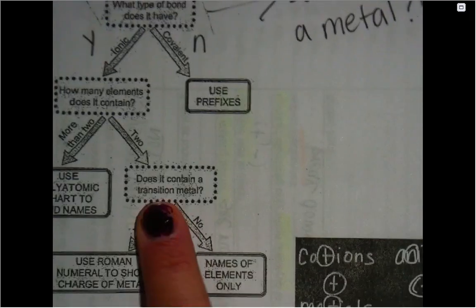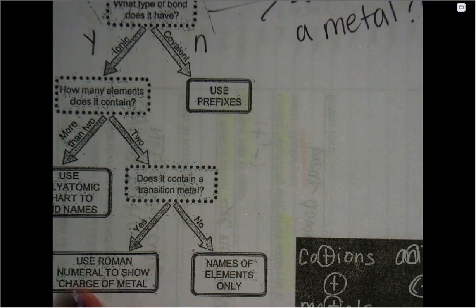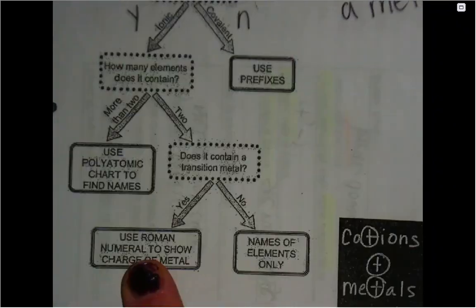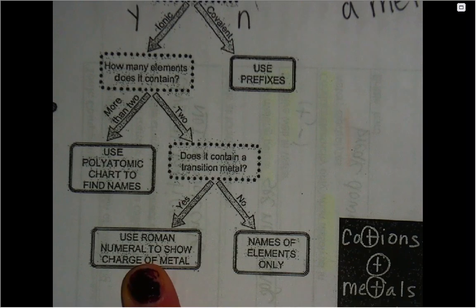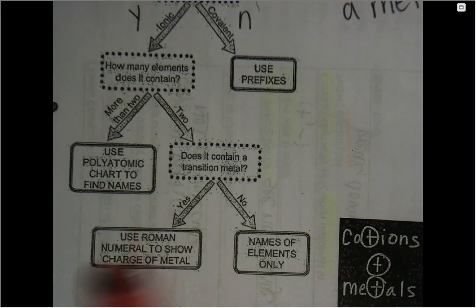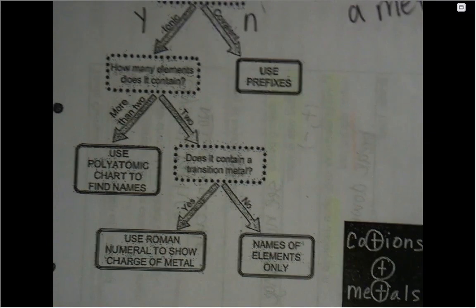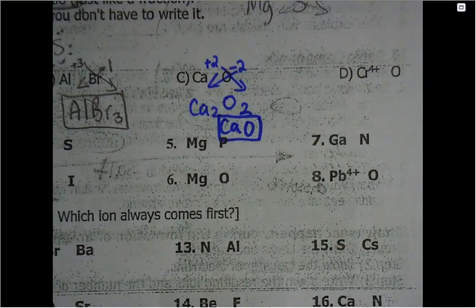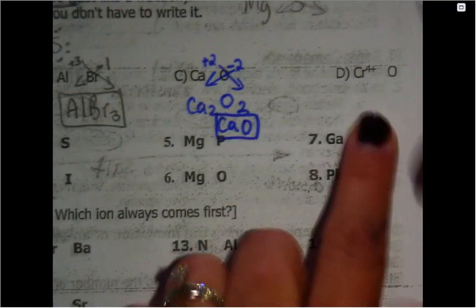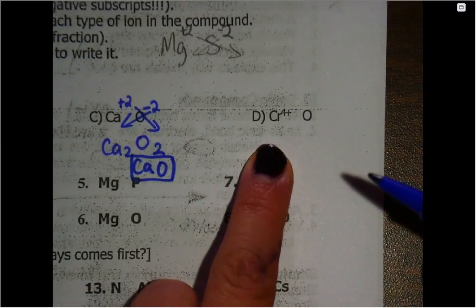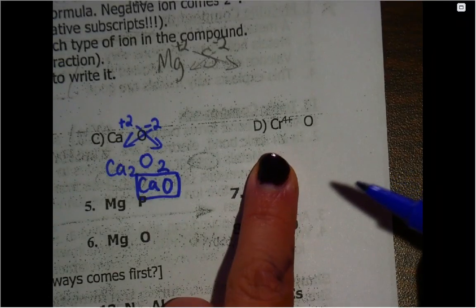if you noticed it was transition. So does it contain a transition metal? Yes. We would have to use the Roman numeral to show the charge of our metal. So when we go to name these, that's going to be the importance of that. But we have to right now give you guys the charges. By Wednesday, we're going to have to solve to figure out the charges. Yay, fun stuff. All right. So this one right here would be chromium 4 oxide, just so you know for the name.